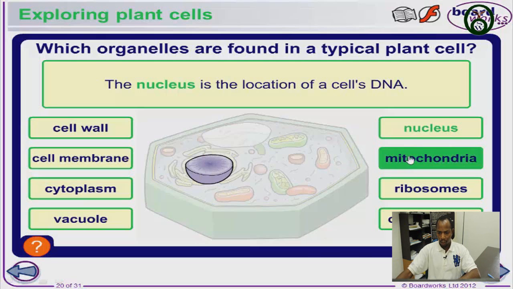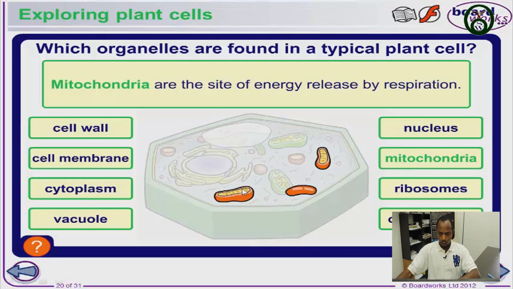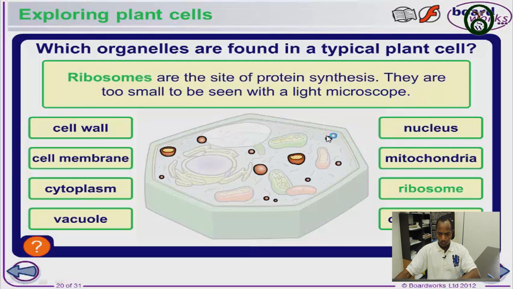Okay, what about the mitochondria? The mitochondria, like this one, this one, this one. The mitochondria are the site for the energy released by respiration. Now, what about the ribosome? The ribosome, look at the structure, how they look. The ribosomes are the site for protein synthesis, meaning this is where proteins are being produced in the body.